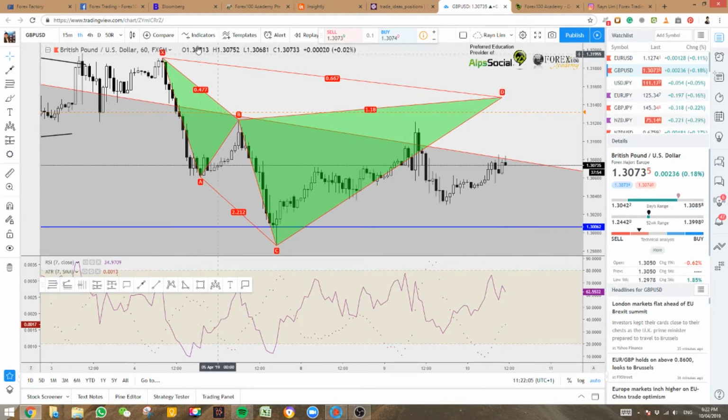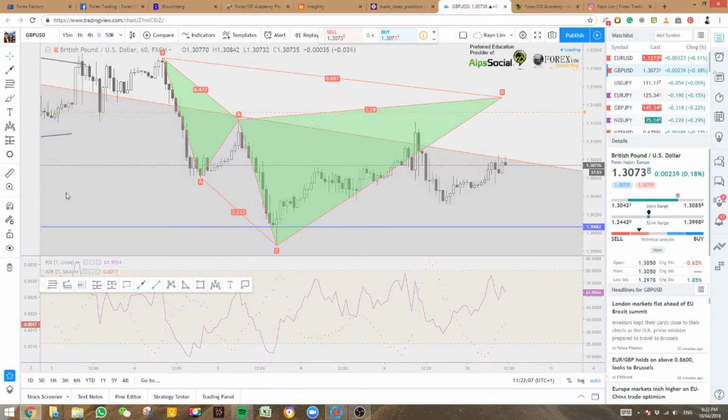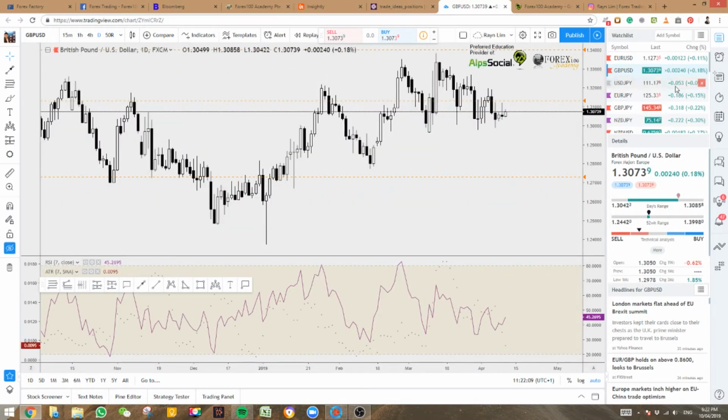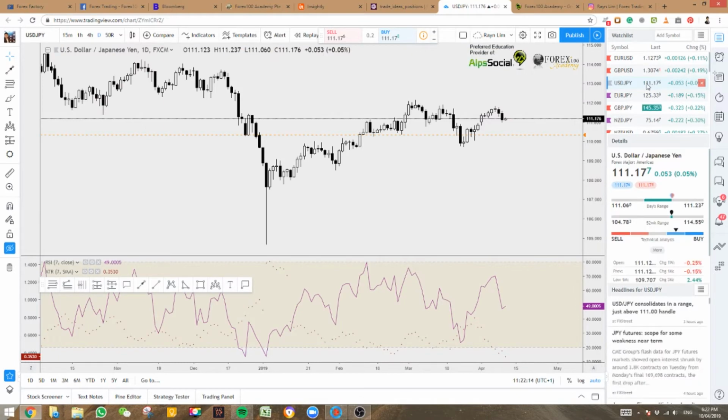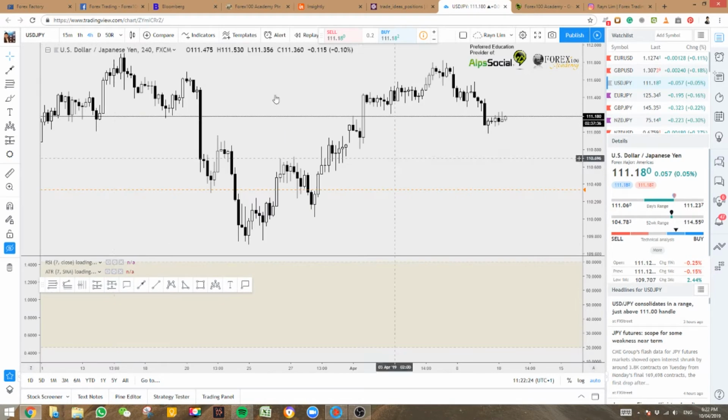So let us move down to the dollar yen, which is the third pair of the currency. We have 12 to go, yeah. So on dollar yen, on the daily chart, we can see that it is a pullback coming into a resistance again. Head down to the 4-hour chart. This is what I have.